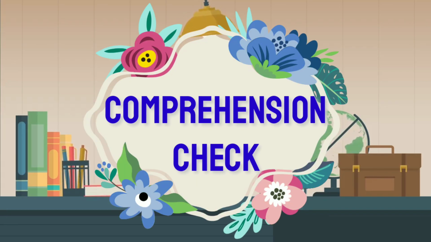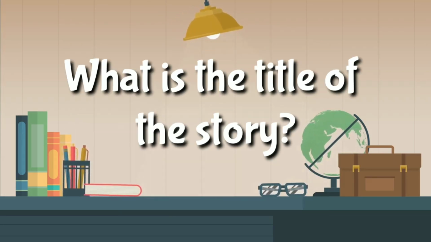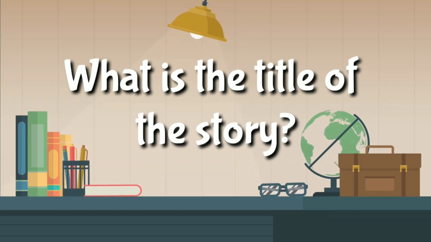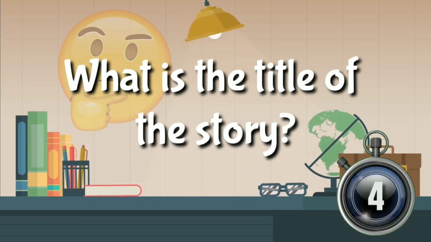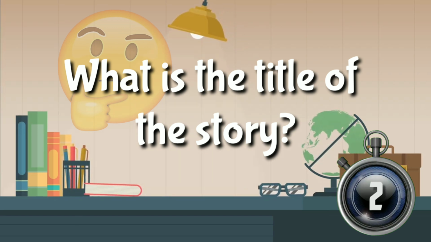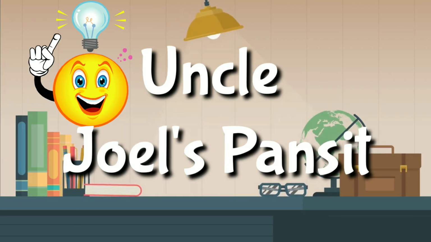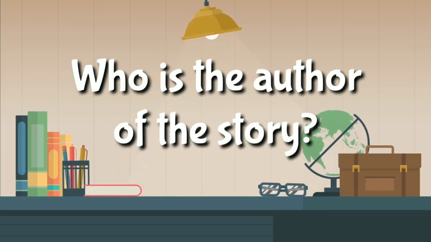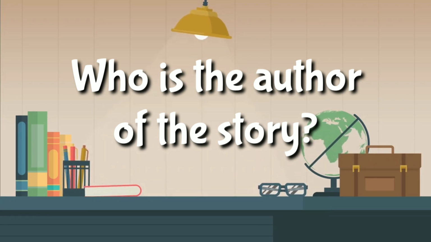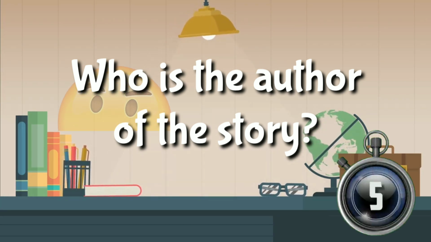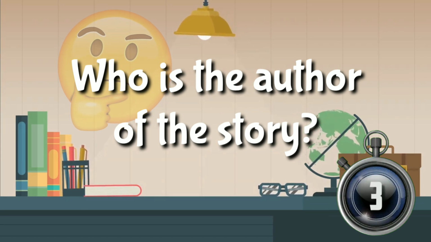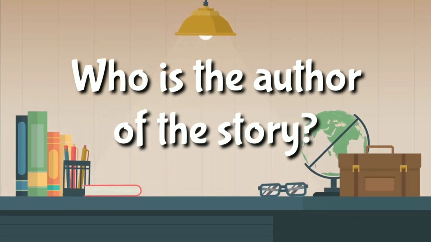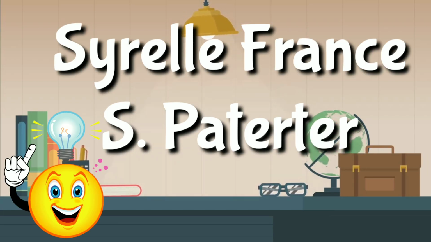Let us have a comprehension check. Look at these questions. What is the title of the story? Do you know the answer? Great! The title of the story is Uncle Joel's Pancit. Who is the author of the story? Can you tell me the answer? Correct! The author of the story is Cyril Franz S. Patterter.